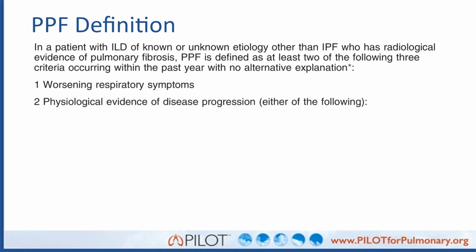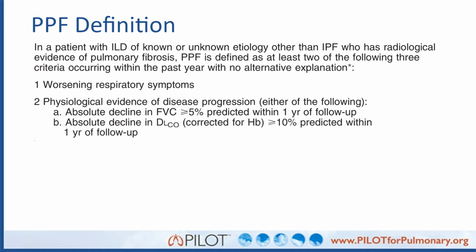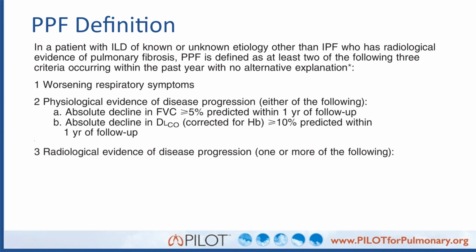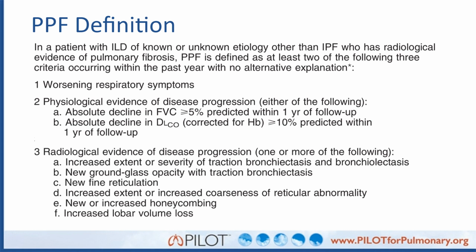The second is physiological evidence of disease progression, and this could be an absolute decline in the forced vital capacity greater than or equal to 5% predicted within the previous year, or an absolute decline in the DLCO corrected for hemoglobin greater than or equal to 10% in the previous year. And then finally, radiological evidence of disease progression. So 1 or more of the following suggesting radiologic worsening in the extent of ILD. So again, progressive pulmonary fibrosis patients have to have at least 2 of the 3 criteria in the previous year.